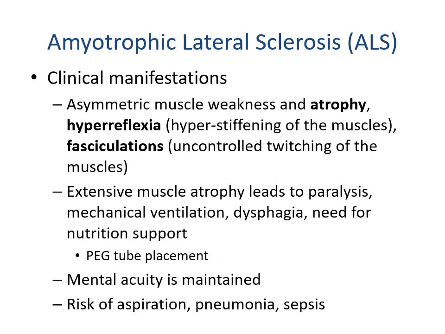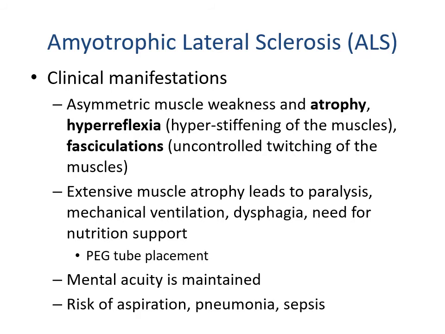So clinical manifestations: asymmetric muscle weakness and atrophy, hyperreflexia or hyperstiffening of the muscles, and fasciculations, which is uncontrolled twitching. Extensive muscle atrophy leads to paralysis, a need for mechanical ventilation, difficulty swallowing, and the need for nutrition support. So again, this will lead to a PEG tube.